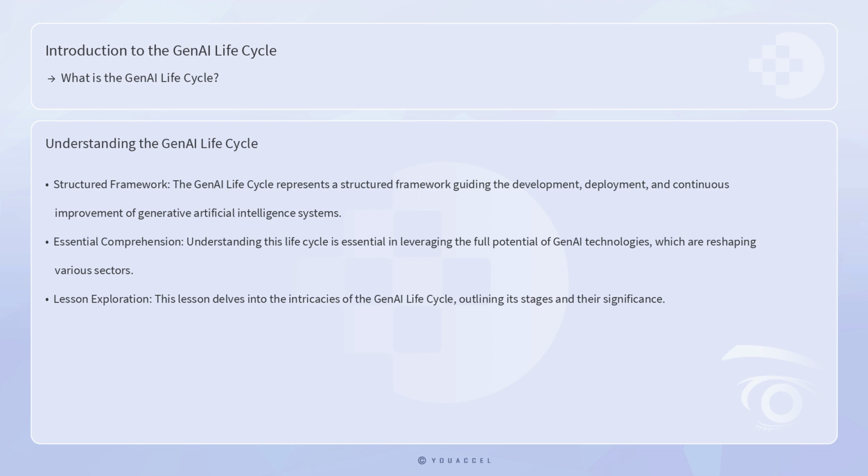Understanding this life cycle is essential in leveraging the full potential of GenAI technologies, which are reshaping various sectors by automating content creation, enhancing decision-making processes, and personalizing user experiences. This lesson delves into the intricacies of the GenAI life cycle, outlining its stages and their significance, supported by relevant statistics and examples to illustrate the transformative power of generative AI.